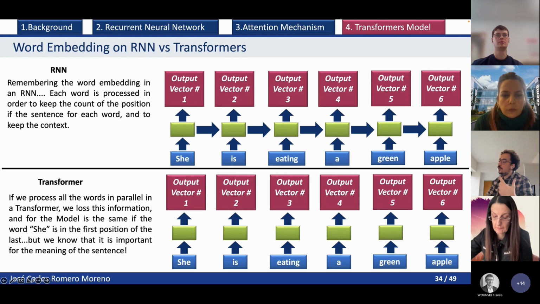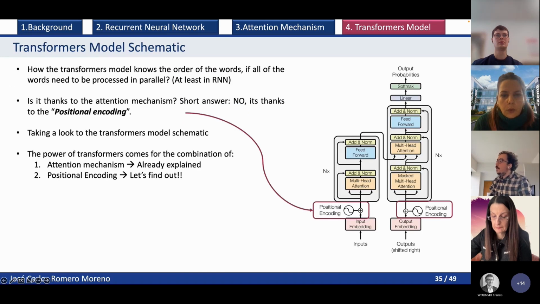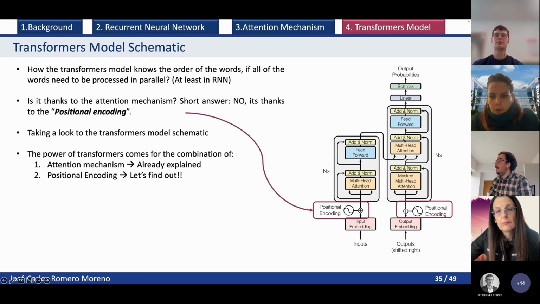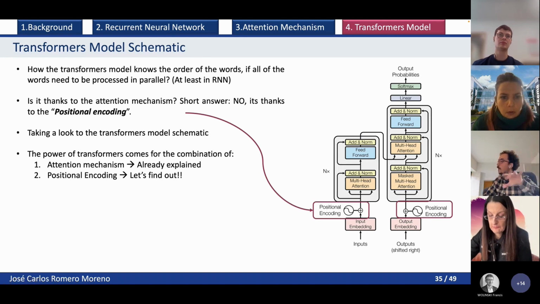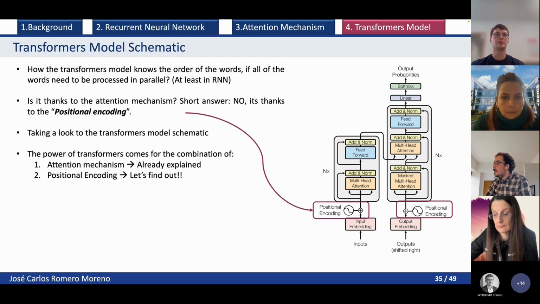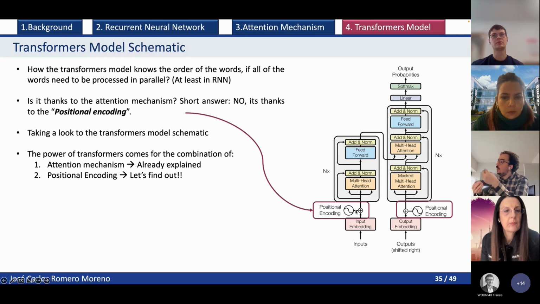Okay, so it was the second challenge of the transformer, to be able to process in parallel all of the words, but keeping the information of the position of each word. Okay, so this is the schema of the transformer model. Don't worry, you don't need to understand it. And you can see here a lot of times the attention word, and the most important thing in my opinion that they did, because okay, the attention mechanism was already created, was to create this positional encoding. This positional encoding is a way to keep the information, the position of the words in the sentence.